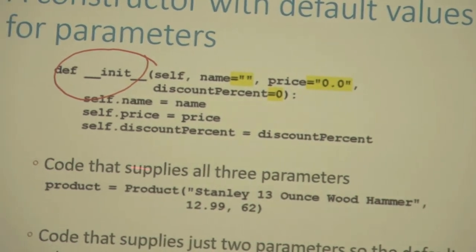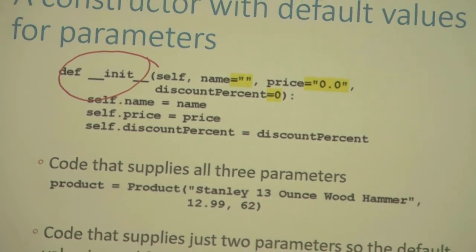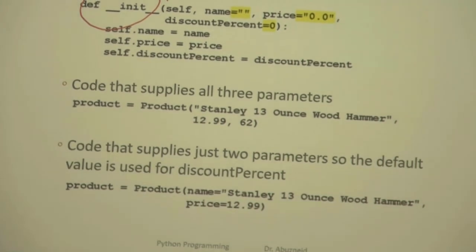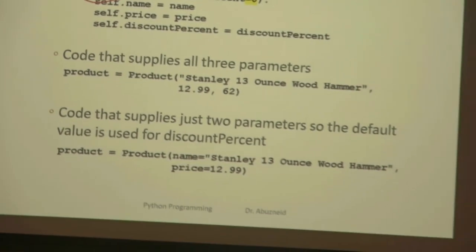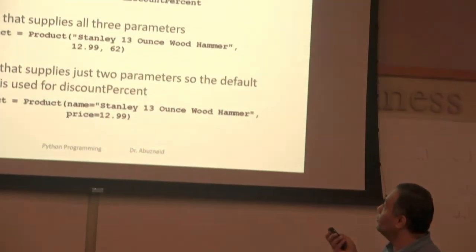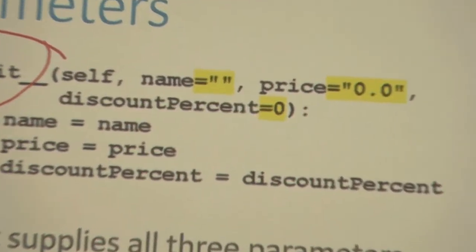All right. So this is a code that supplies 3 parameters. You have 3 parameters. If you don't include the parameter, it's gonna go to the default. So this is the default. So what's the default for the price? For example, 0. What's the default for percent? 0. If you don't supply them in here, it will go for the default.